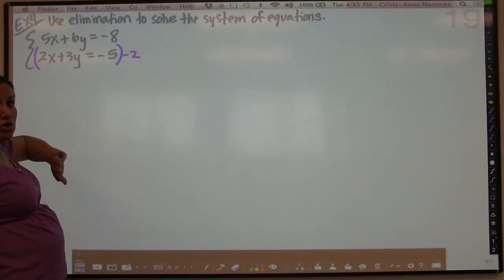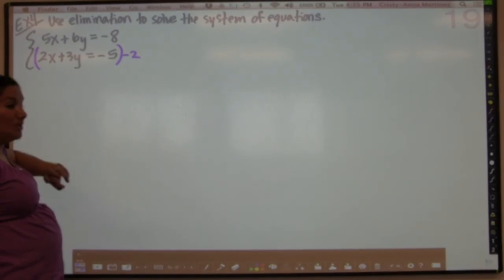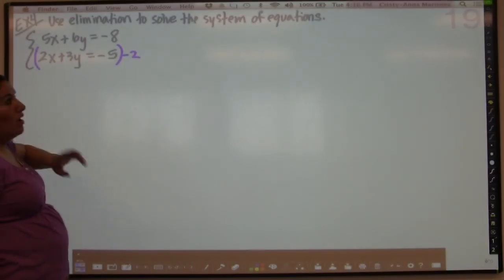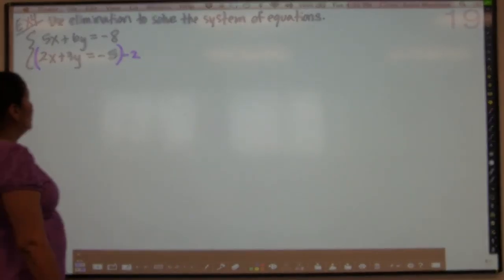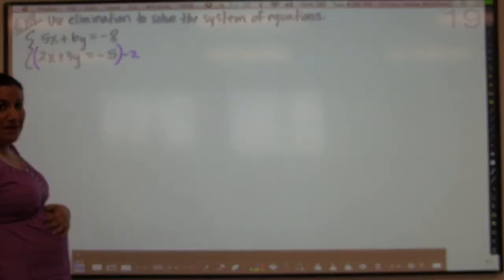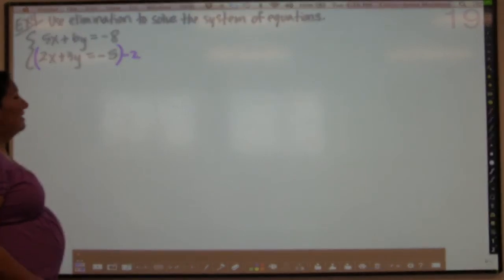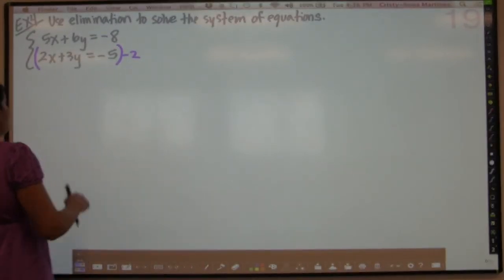So I want to be very clear that you can do it the other way, and you'll still get the same answer, but you want to try to find the variable that will give you the least amount of work. So in this case, I'm going to choose to multiply by negative 2 on the second equation, so that I can eliminate the y variable. So that means that you have to multiply everything by negative 2, not just the y.